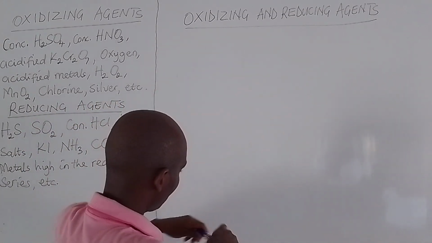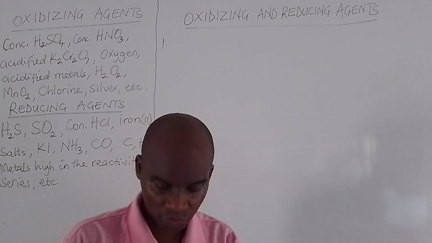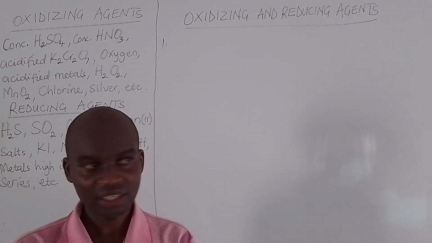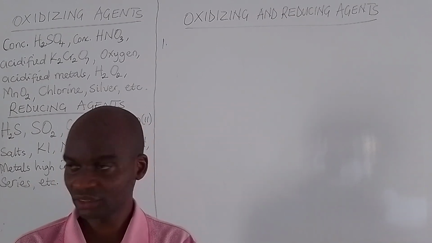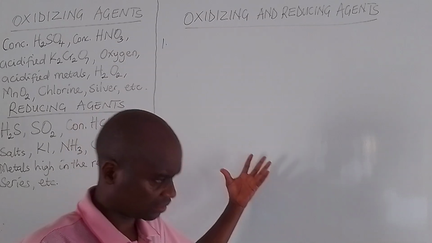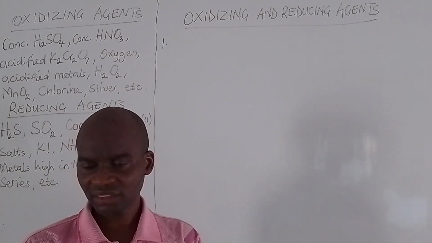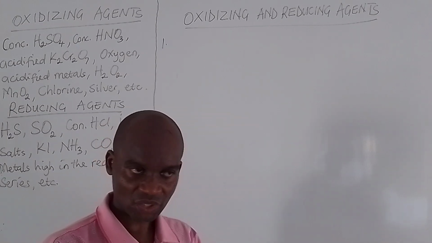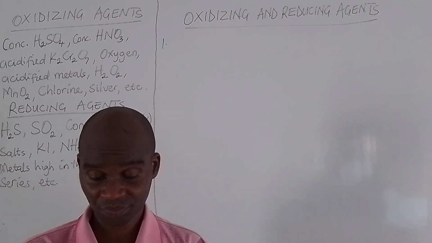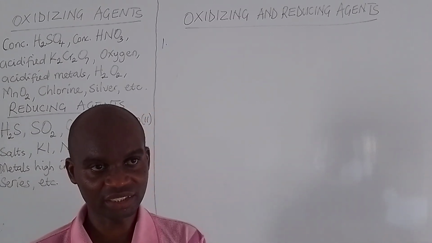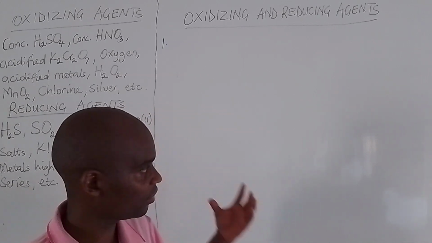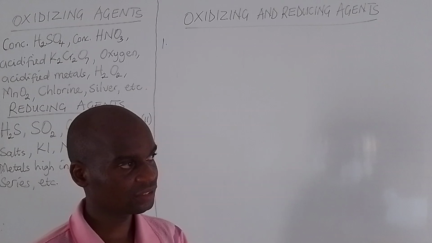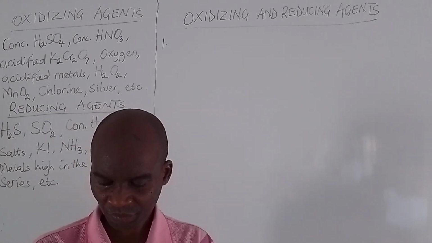Okay, so for number one, we said that an oxidizing agent is a substance that donates oxygen. That is to say, in this kind of reaction, any substance that donates oxygen is an oxidizing agent. On the other way around, a reducing agent is a substance that accepts oxygen. Remember, I told us in part A of this topic that oxidation is the reverse of reduction, or reduction is the reverse of oxidation. So we are still going based on this fact.